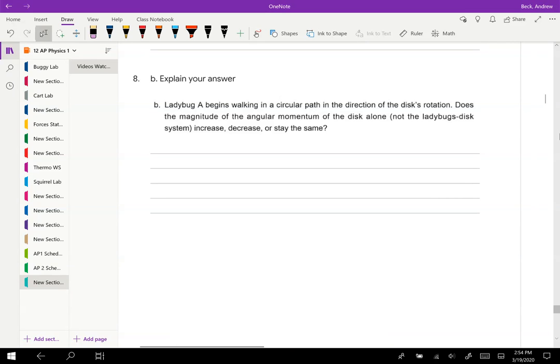Okay, so with this one, we're saying Ladybug A begins walking a circular path in the direction of the disk rotation. Does the magnitude of the angular momentum of the disk alone, not the Ladybug-disk system, increase, decrease, or stay the same? This one is tricky and it's hard to think about, but what it really boils down to is our conservation of angular momentum.